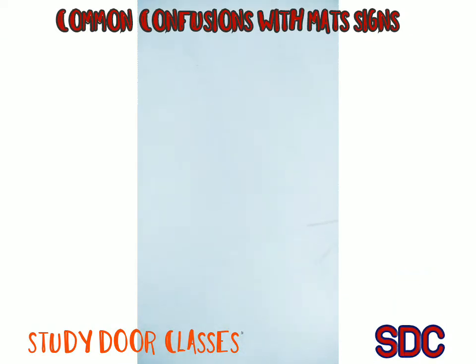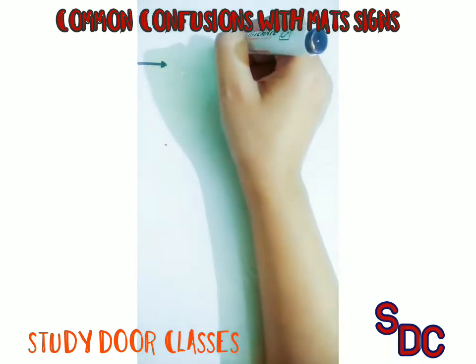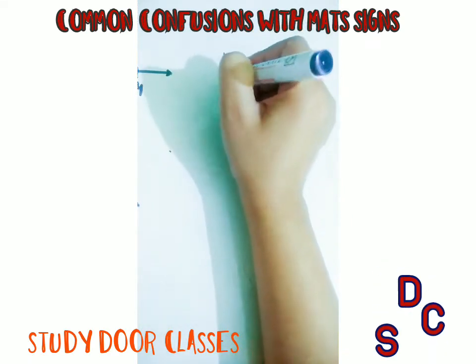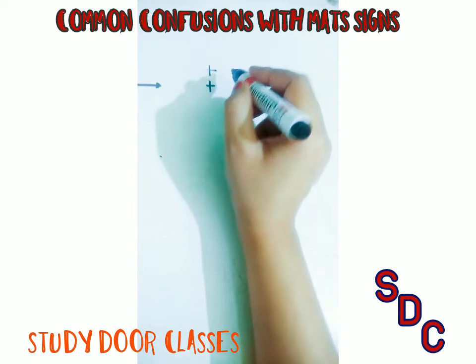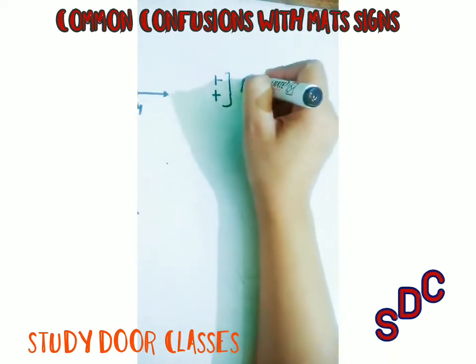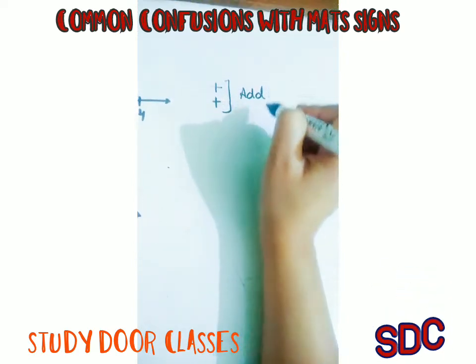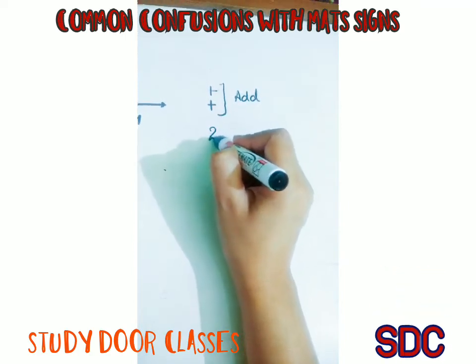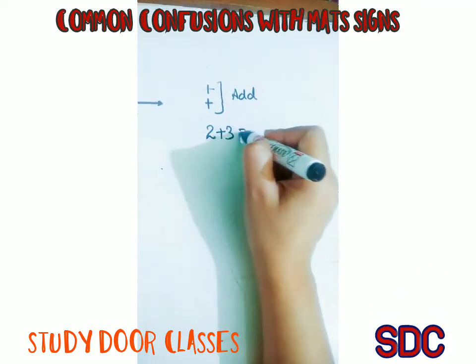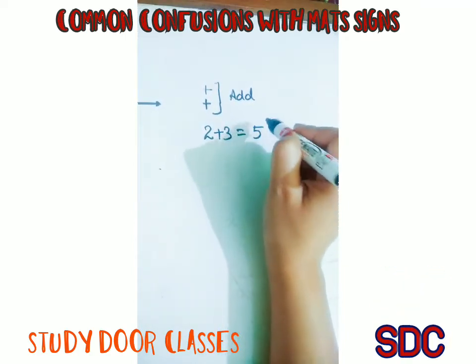Now we have seen add and subtract on a number line. Now you have to remember some addition and subtraction tips. When you have two numbers and you add them, what will you do? If both numbers are positive, then you will add the numbers. Just like 2 plus 3, you will simply add, this will be 5.